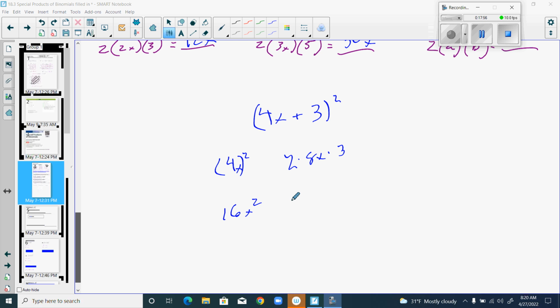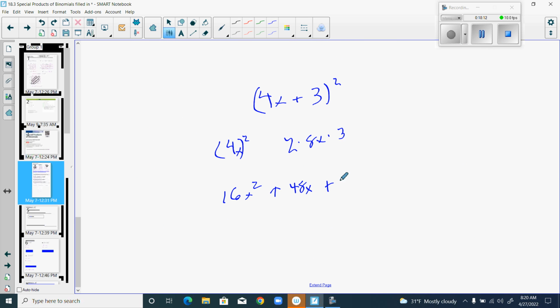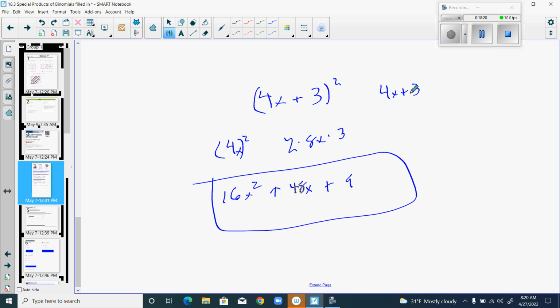And then my last term is what? The last term is the square of the last term. The last term of my problem is 3, so I square that to get 9. And I got that answer without having to write out a box, without having to rewrite this as 4x plus 3 times 4x plus 3. And that's the advantage, okay? So let's take a look at summarizing this.